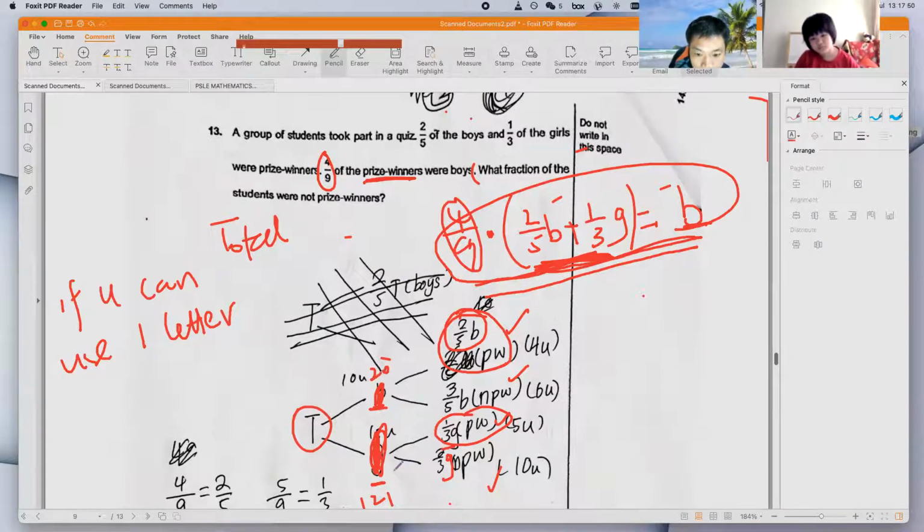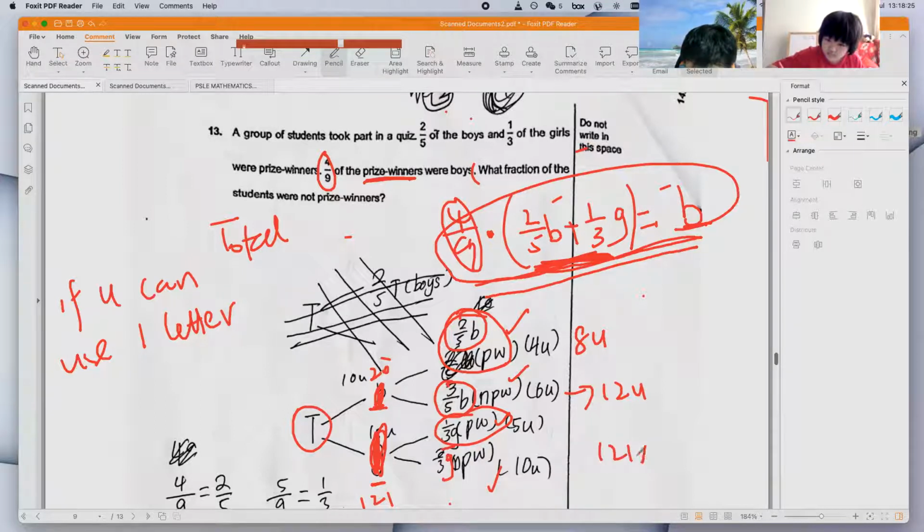Okay, so what does the question want? What fraction of the students were not prize winners? So 3/5 of 20 is how much? 12. Then the prize winners are 8. Then for this one, 2/3 are not prize winners. 2/3 of this. So 121 times 2/3.